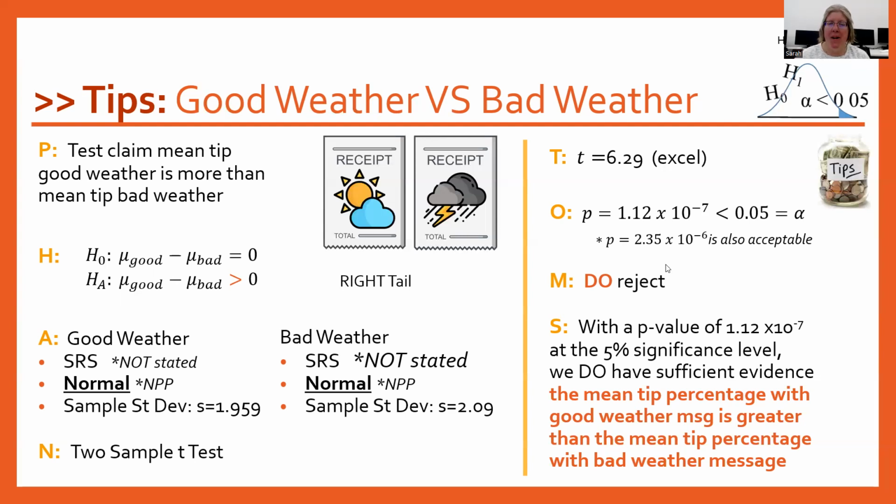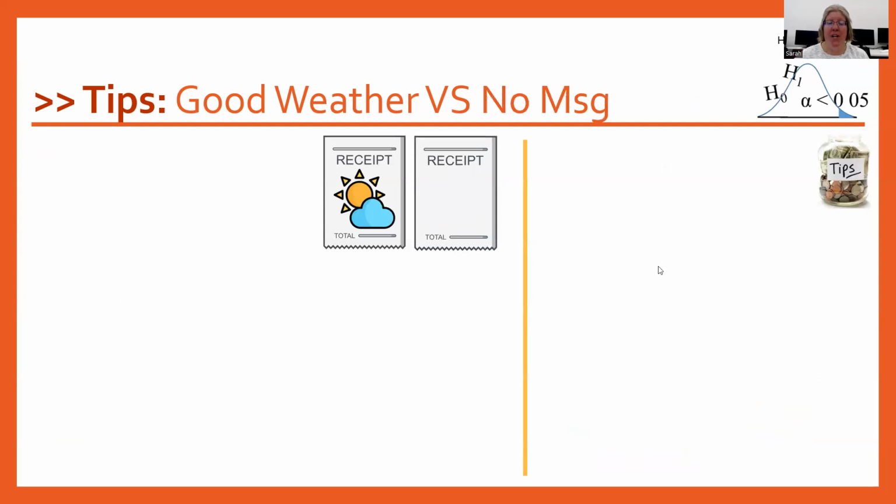All right, we have two more pairs to look at. We have the good weather versus the no message and the bad weather versus the no message. What I'd like for you to do is pause the video, go through and fill out which tail test it is, whether you do or do not reject, and fill in that conclusion statement, and then we'll go through them together.